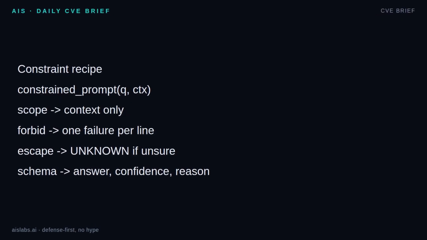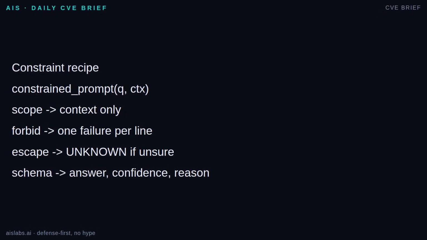Build the prompt in layers. A minimal Python function shape is def constrained_prompt(question, context): question: str. Inside it, write the task first: answer the question. Then the scope: use only the context. Then out of scope: do not use outside facts, policy guesses, or assumptions. Then forbidden failures, one line each. Do not invent citations, do not pretend to call tools, do not return partial JavaScript Object Notation, or JSON. Do not answer from memory. Then the escape hatch: if unsure, answer unknown. Finally, specify the output fields: answer, confidence, reason. Put the critical constraints again, right before the question.